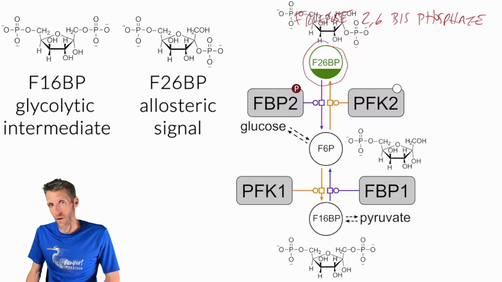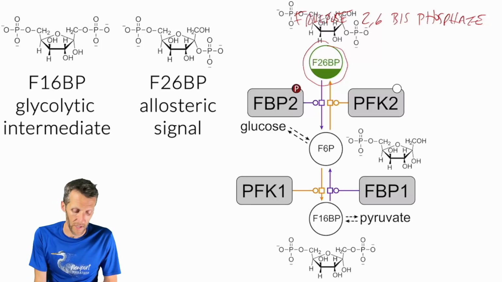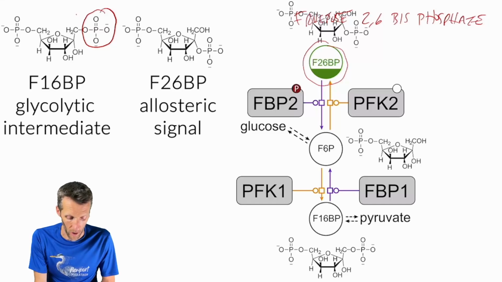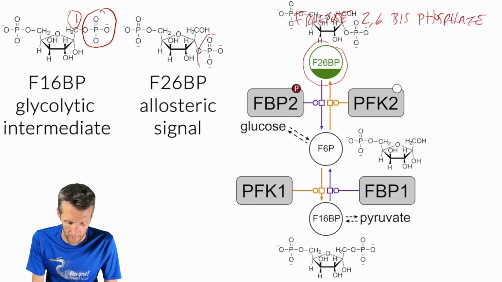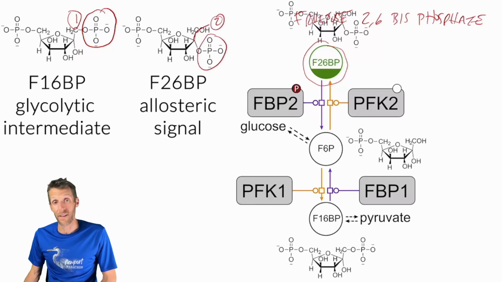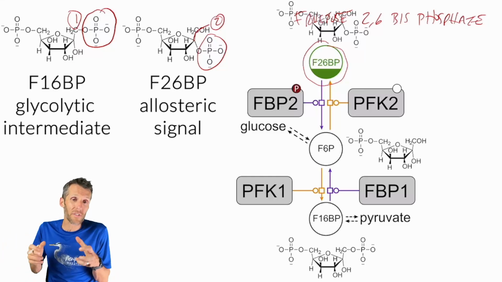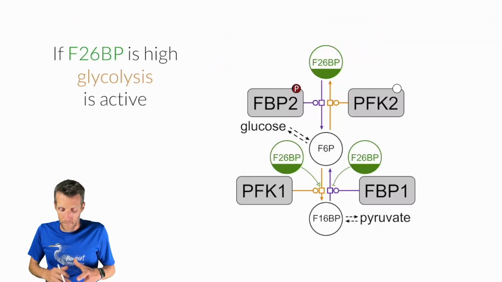F26BP is an allosteric signal. And you'll notice they differ only in the position of the phosphate. So fructose 1,6-bisphosphate has a phosphate on the 1 carbon, while fructose 2,6-bisphosphate has a phosphate on the 2 carbon, right? Very difficult nomenclature. It's annoying to keep track of, but that's all that's different between these two, is where that phosphate goes. But it turns out putting that phosphate in different places gives different molecular recognition rules and different physiological roles for these molecules. So let's start unpacking those.